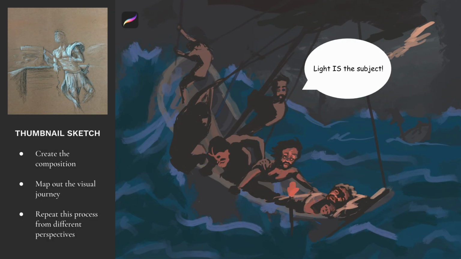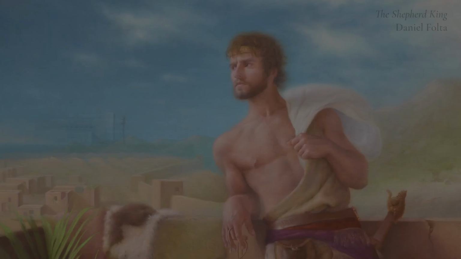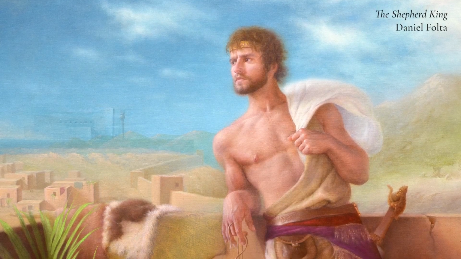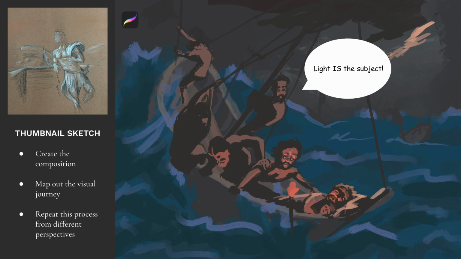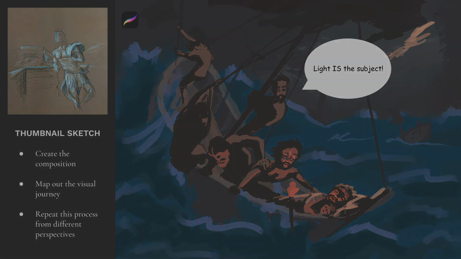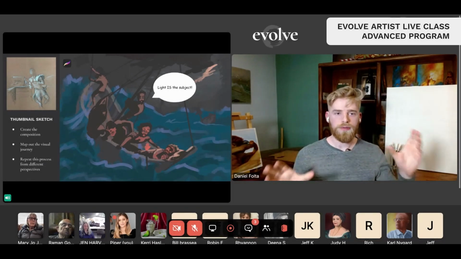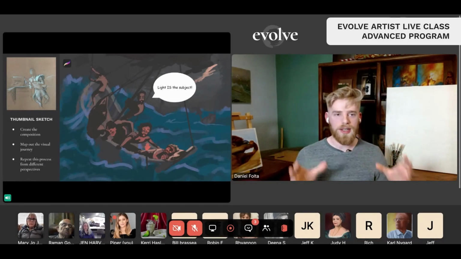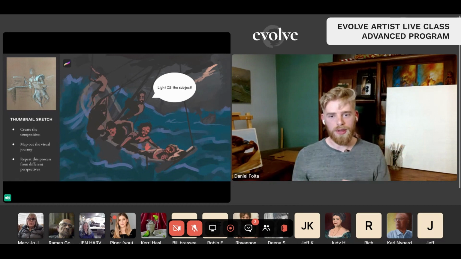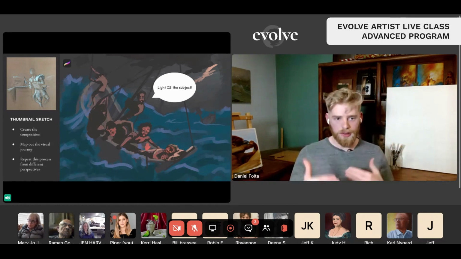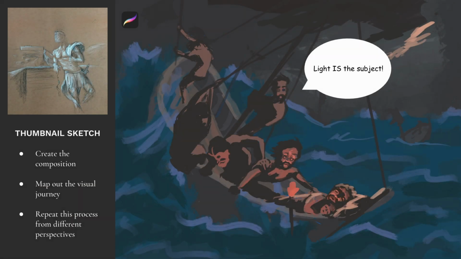You can see in the top left is the thumbnail sketch that I used for my King David painting, which I did with black and white charcoal, and then I used Procreate for this Mark IV painting. You can see in both of them that I'm really focusing on the light. Light is the subject. Where do I want people to look? I'm constantly thinking about that, thinking about the visual journey, thinking about these overall relationships as everything is coming together here.